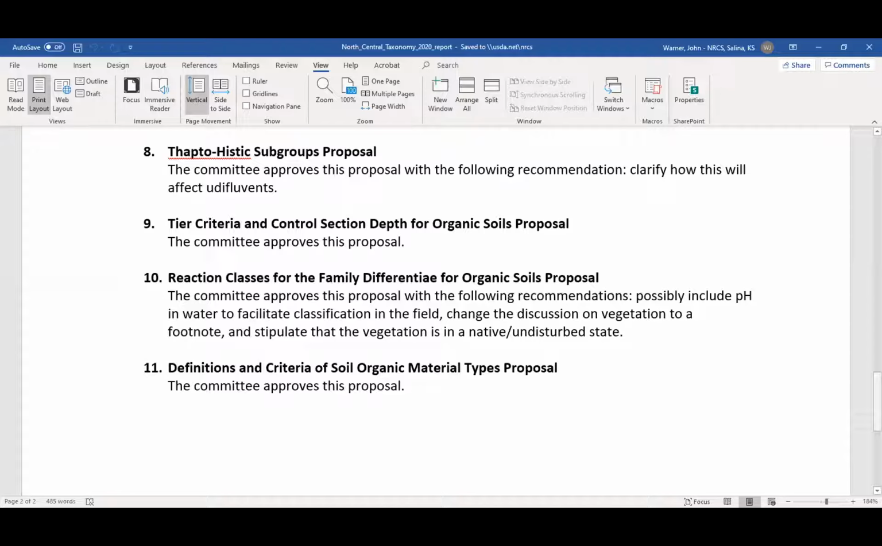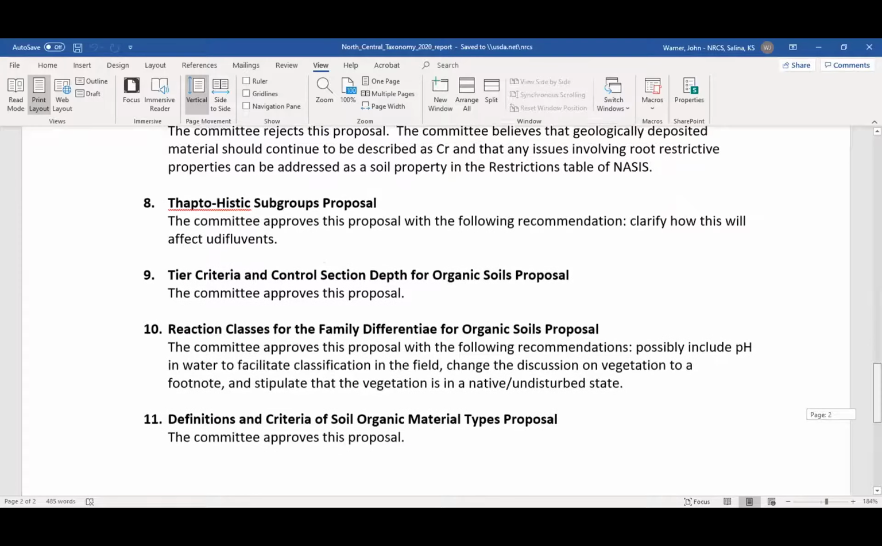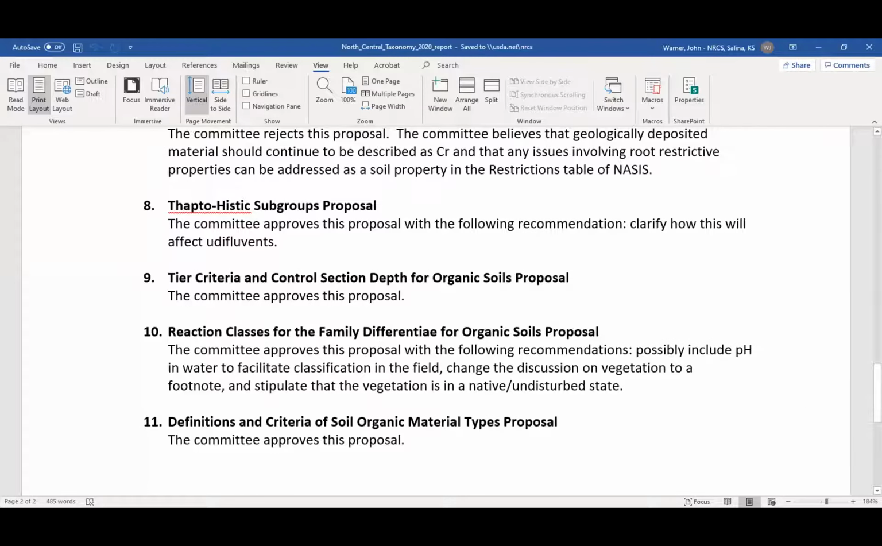And then the next one was definitions and criteria of soil organic material. And this is a very interesting one. It talks about using the von Post method. And we feel that that should be moved forward on and approved. So we want to move these on with the exception of the DENSIC.